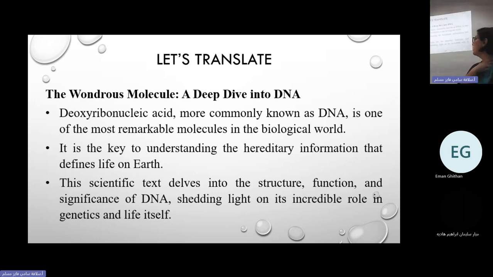The last sentence. This scientific text delves into the structure, function, and significance of DNA, shedding light on its critical role in genetics and life itself. So here too, we don't have many specialized words. We have DNA. We have an expression, shedding light, and we have genetics as a specialized word. 1 minute. Go.